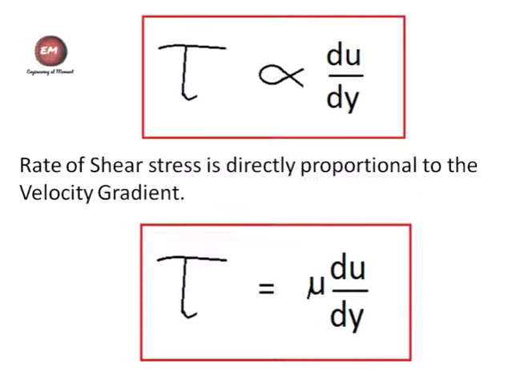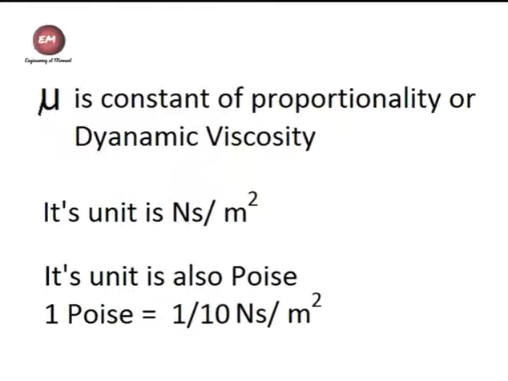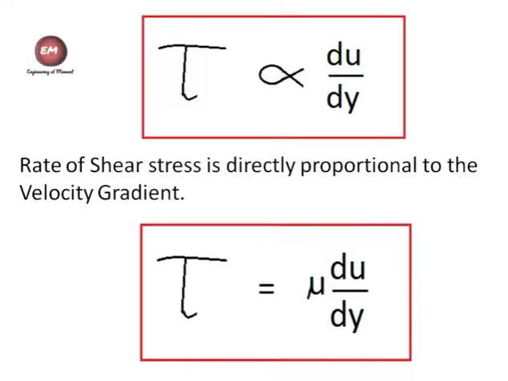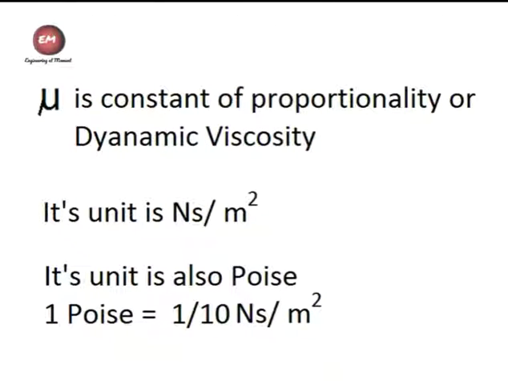If we remove this proportionality sign, we will place a constant here, and that constant is mu. It is also called the constant of proportionality or dynamic viscosity. So the viscosity we are talking about is mu here. Its unit is Newton second per meter square. It also has another unit, that is poise, and 1 poise is equal to 0.1 Newton second per meter square, or 1 by 10 Newton second per meter square.